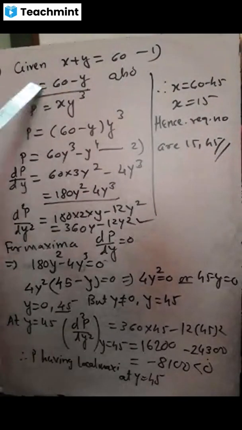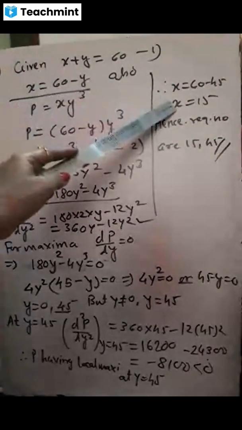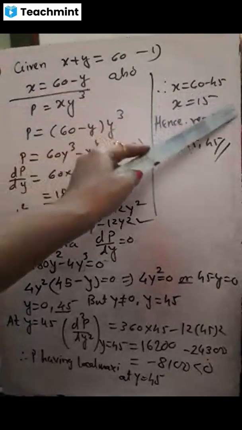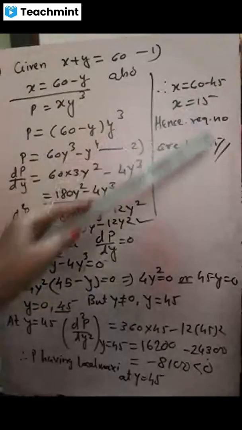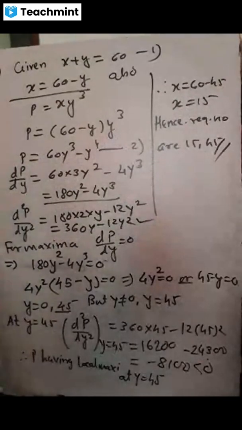After getting y, putting it here in the x value, x is equal to 60 minus 45. We got the value of x as 15. So the required numbers are 15 and 45.